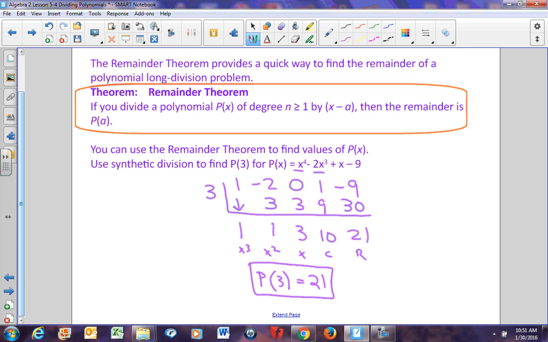Okay, which might be faster than sticking into the equation 3 to the 4th minus 2 times 3 to the 3rd plus 3 plus 9, because some of you would mess up some of those negative signs. I find this to be a little faster and a little bit easier to use. And that ends polynomial division.